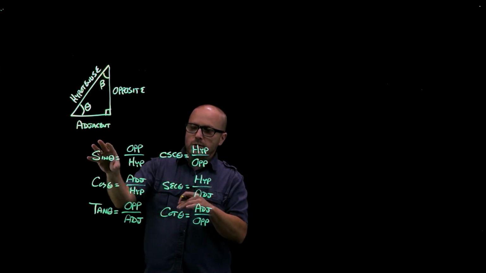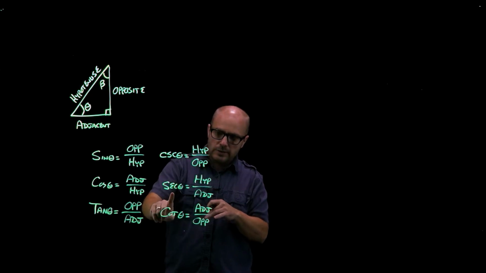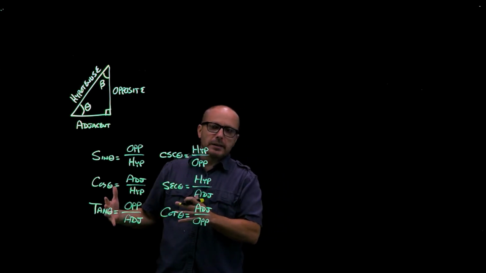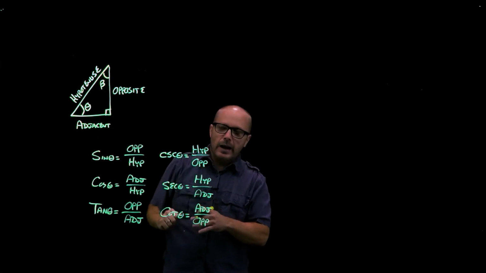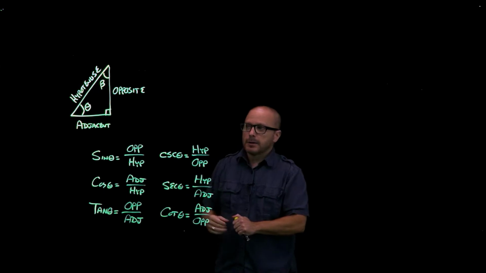So each one of these functions, sine has a cosine, tangent has a cotangent, secant has a cosecant. That naming is because that's the corresponding function for the other angle in the triangle. Hence the name co for complement.